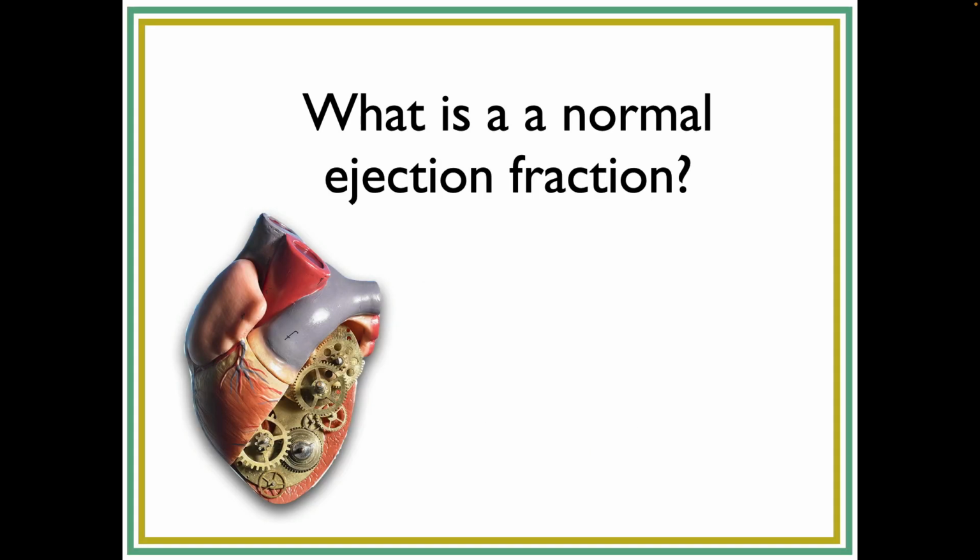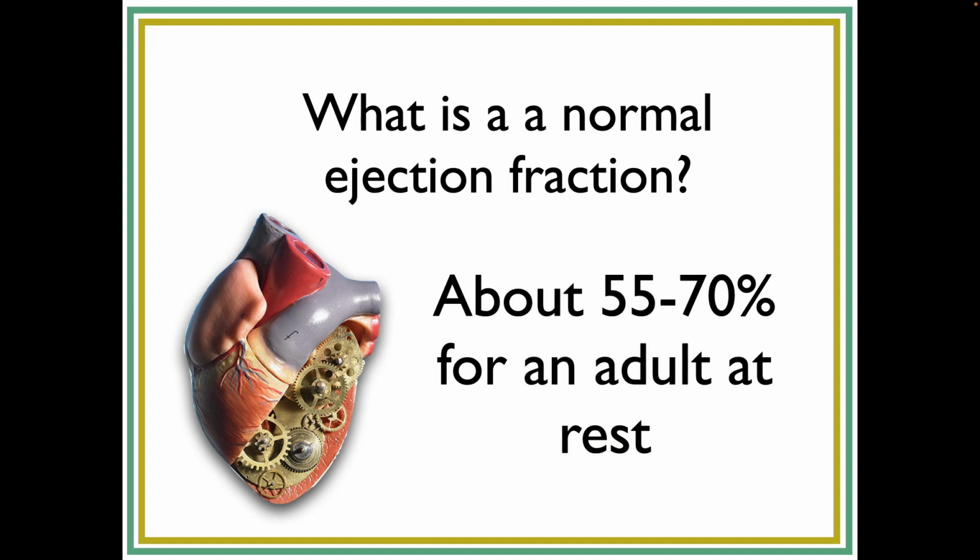So what is a normal ejection fraction? Anybody know? Of course, there's a range, because what does it depend on? When would you, as a healthy person, pump out a greater percentage of blood every single time? Exercise. When we need it. So about 55 to 70% for an adult at rest, and of course, it's going to go up if that adult is exercising.